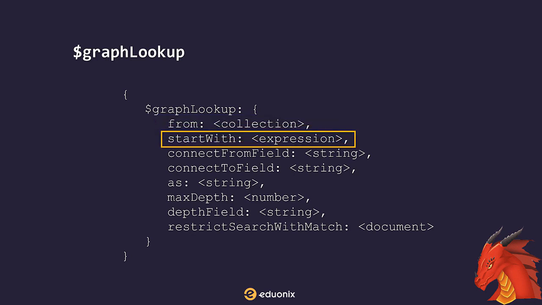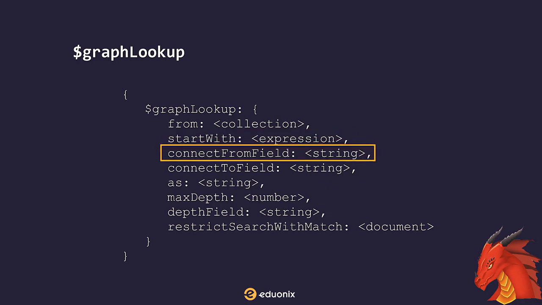The start with parameter is an expression that identifies the value of the connect from field, which is required to start the recursive search. Optionally, start with may be an array of values, each of which is individually followed throughout the traversal process. The connect from field parameter is the field name whose value graph lookup uses to match recursively against the connect to field of other documents in the collection.